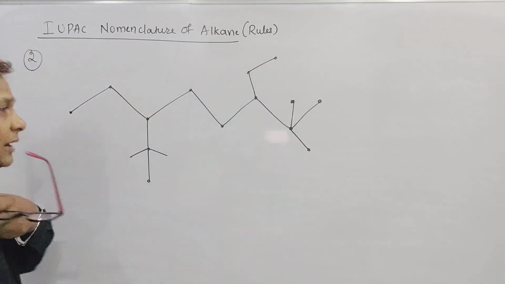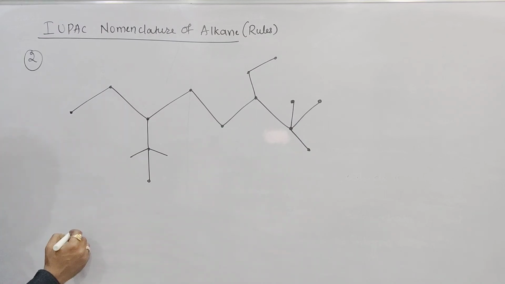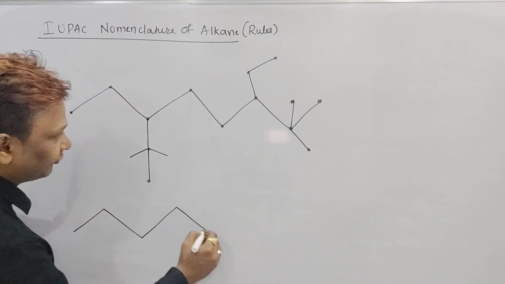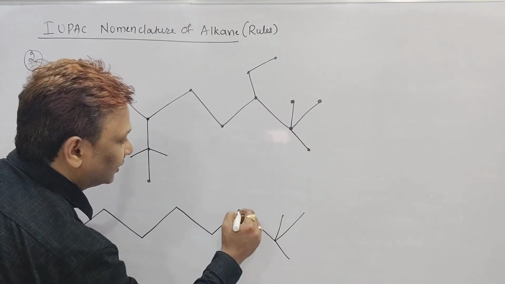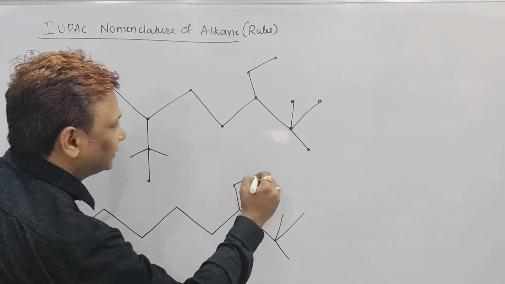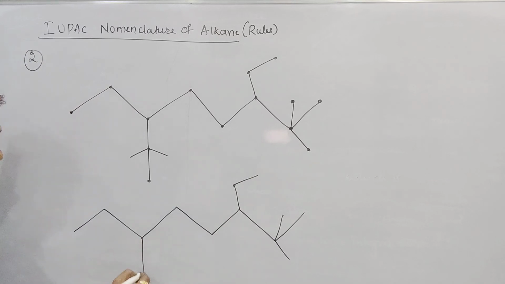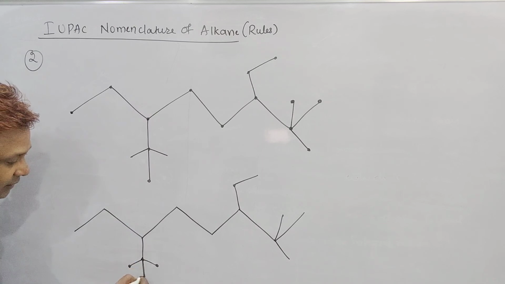But what I will do, I want to draw the same structure for you again. 1, 2, 3, 4, 5, 6, 7. These are the two methyl groups. This is the carbon and carbon ethyl group. Exactly on this part I am getting carbon, carbon, carbon and beta carbon. Both the structures are there.